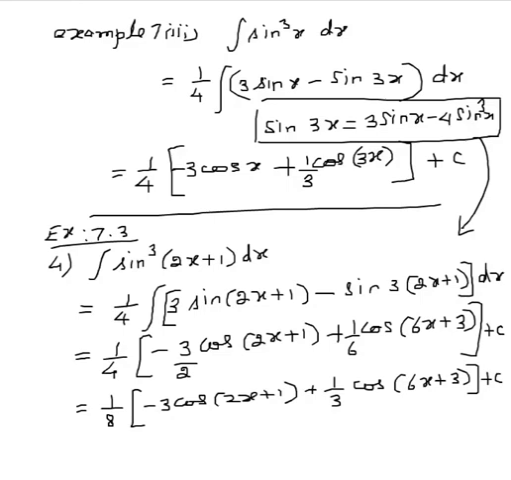If you use the splitting the odd power method, you will get a different answer. But using the trigonometric identities, we can prove that both the answers are the same. Now let us learn the next method. Write this down in the formula notebook.